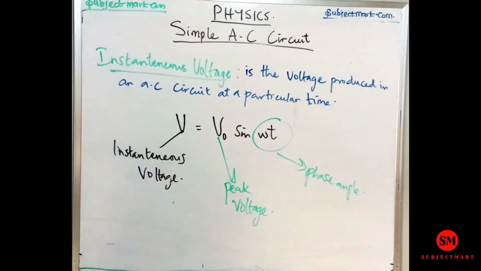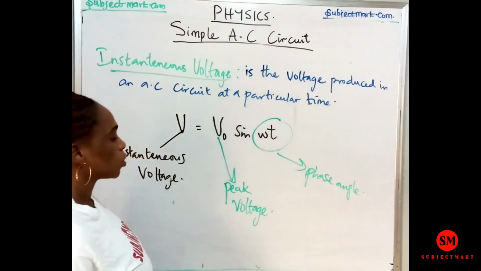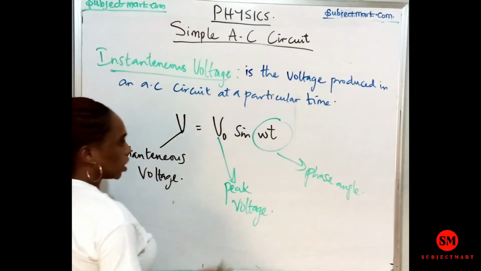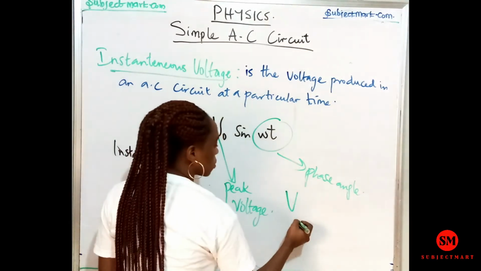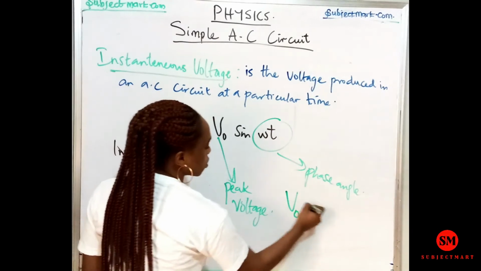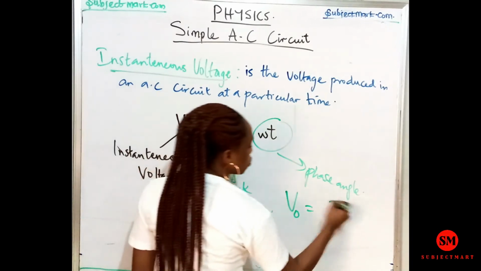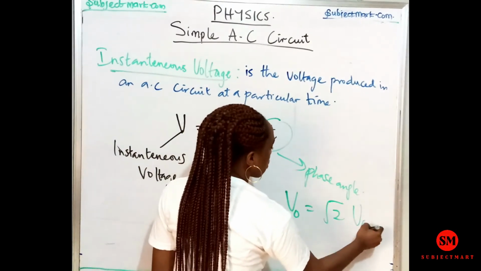That's the angle between the voltage and the current. Okay, so the peak voltage here, just like that of the current that I explained earlier, V naught is equal to root 2 V RMS.